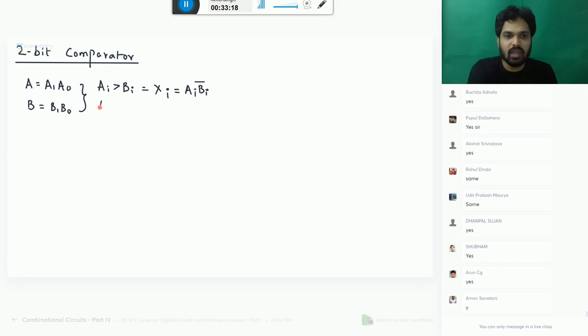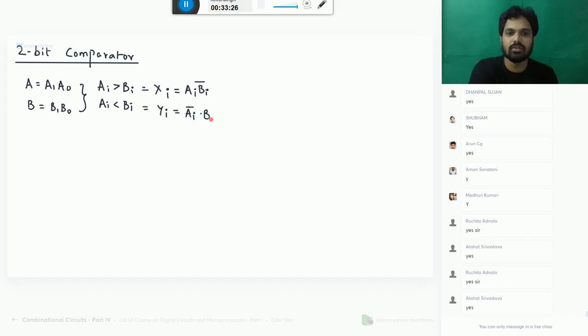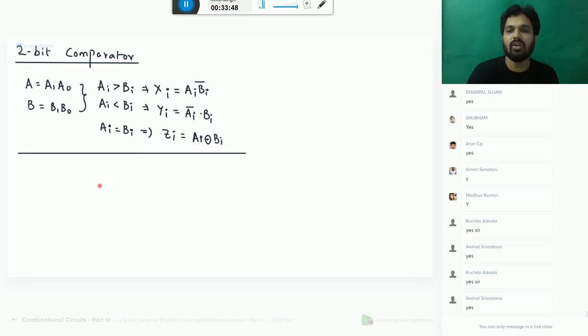Similarly, if AI is less than BI, I represent that with YI, which is AI bar BI. If AI equal to BI, then it is represented by ZI, which is AI X NOR BI. I hope this is what we discussed earlier. Now, what we are going to discuss is to extend these relations for 2 bits.